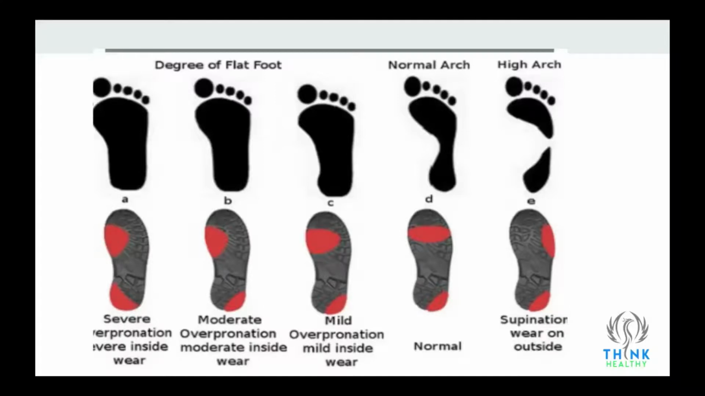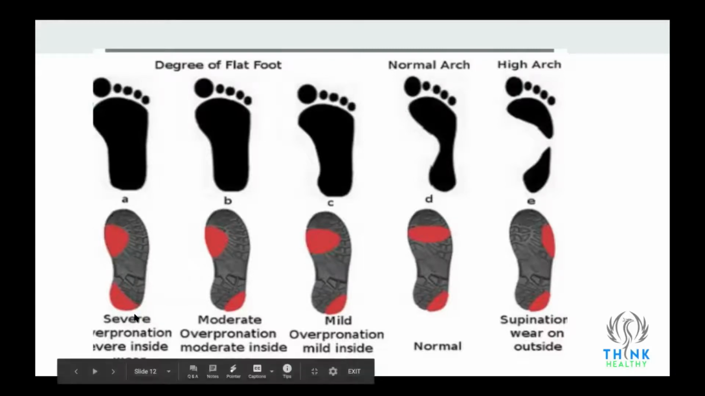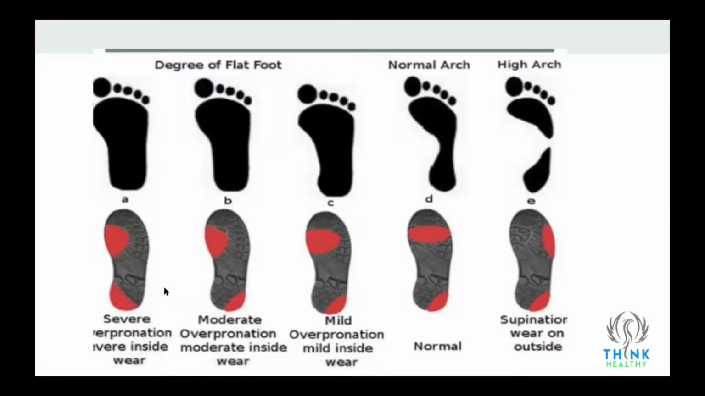Count to 10, then step off and look at the imprint that your foot leaves, and cross-reference it with this image. Do you have a high arch, where you could barely see the foot touching the paper, or do you really have your whole foot on there? And then cross-reference it with your feet. Is there a severe overpronation and severe inside wear?